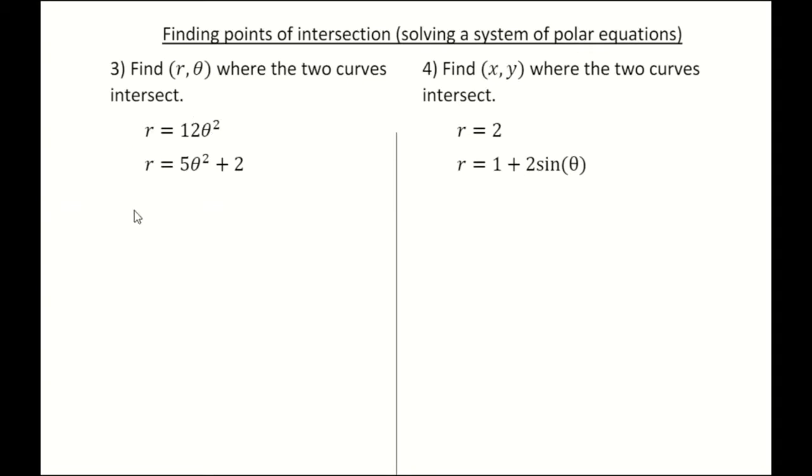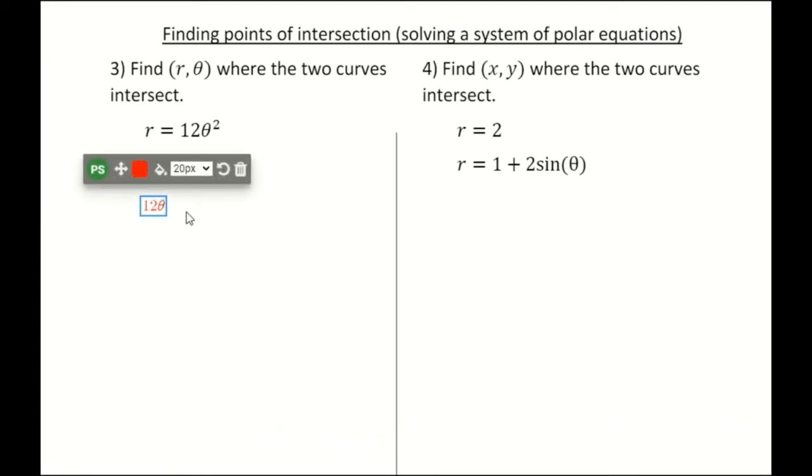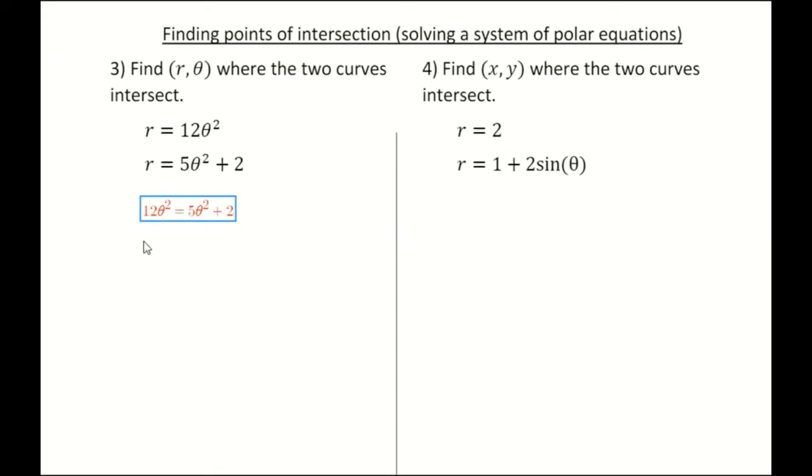When I set these two equal to each other, I get 12 theta squared equals 5 theta squared plus 2. I want to solve this for theta, and then plug it back in to see what I get for r. I need to subtract 5 theta squared from both sides, which gives me 7 theta squared equals 2.